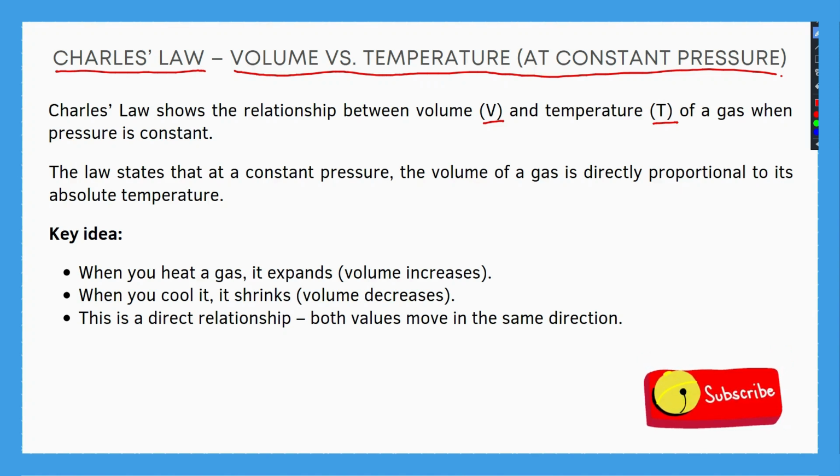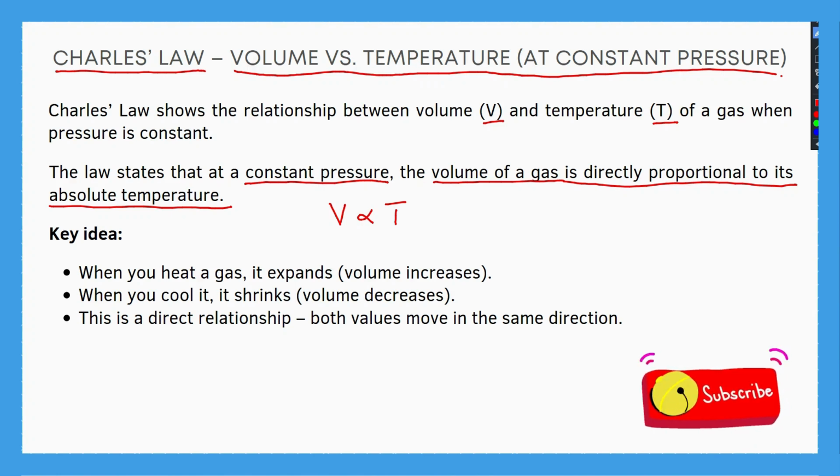So what does this law say? It states that when pressure is kept constant, the volume of a gas is directly proportional to its absolute temperature. So if we want to write this out mathematically, volume V is directly proportional to T, which is its absolute temperature. I'm sure you're seeing how everything is playing out.